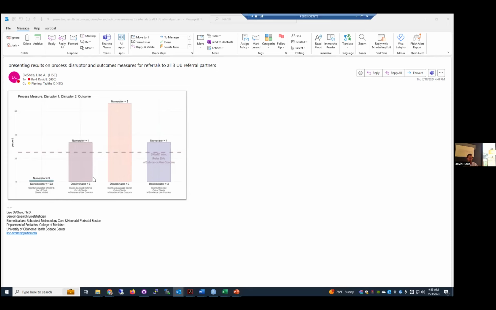The two in the middle are disruptors, if I remember correctly. So notice the denominator here happens to be the numerator from the process. So these are the folks that were screened with uncope. On the left-hand side, you see clients that declined a referral, and they had 1 out of those 3. On the right, it's another.